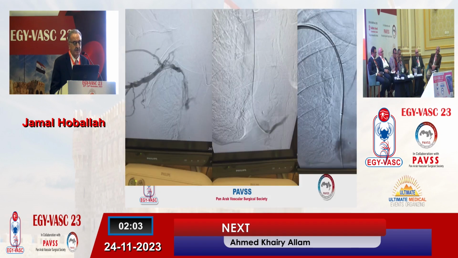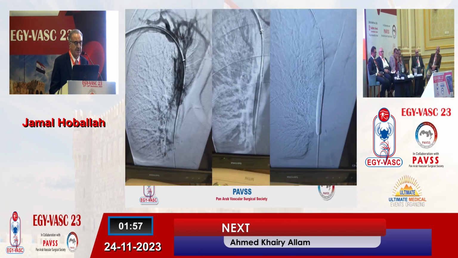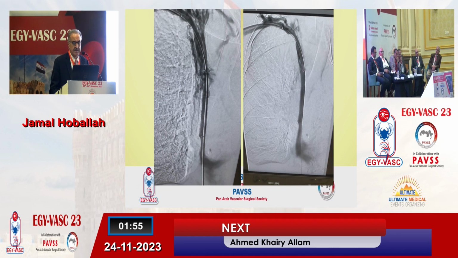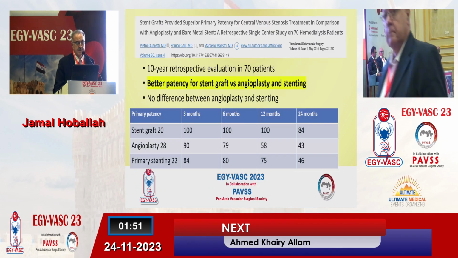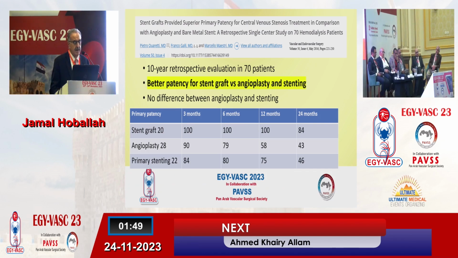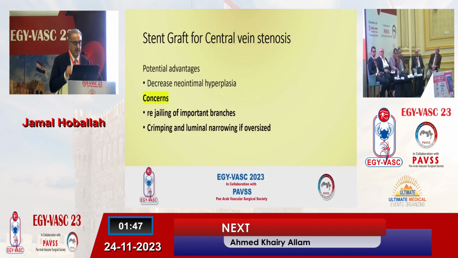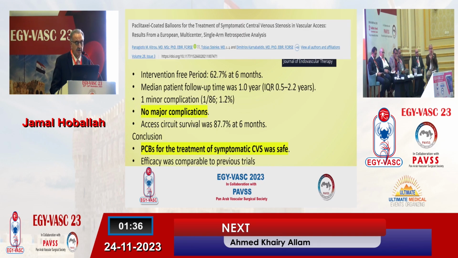Another patient had a stenosis down at the junction with the superior vena cava, which ultimately required stenting to maintain patency. How about stent graft versus angioplasty? Stent graft seems to have a good patency rate, but you have concerns that you may jail important branches, and if you oversize, you can cause some blockage, and that's not a good option.